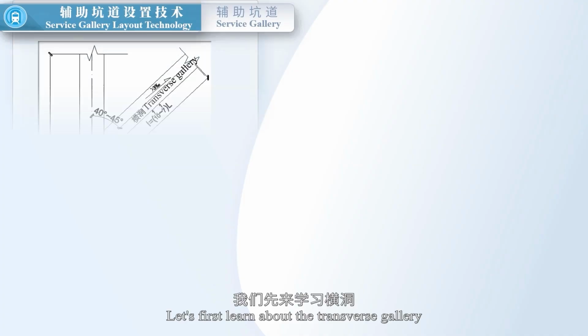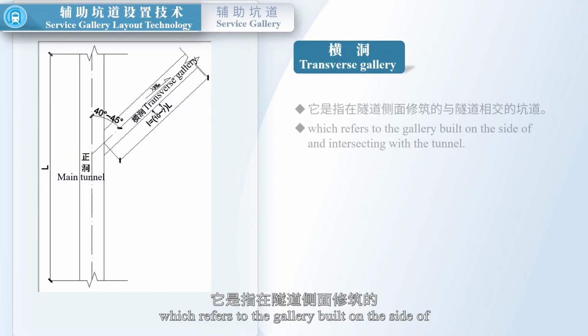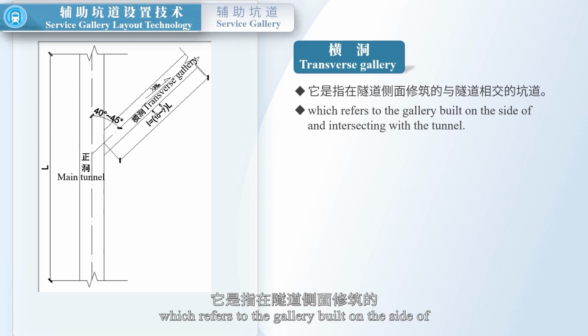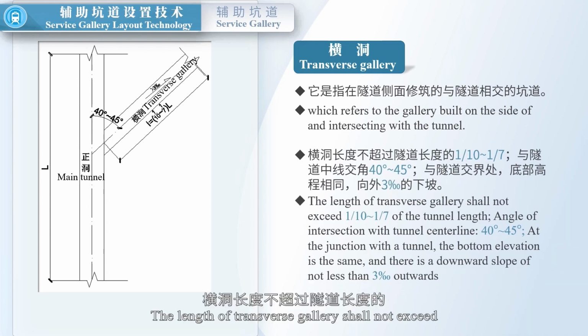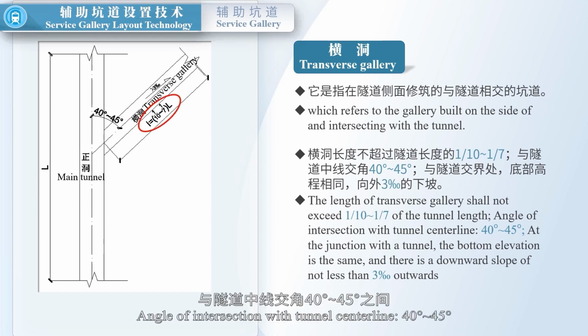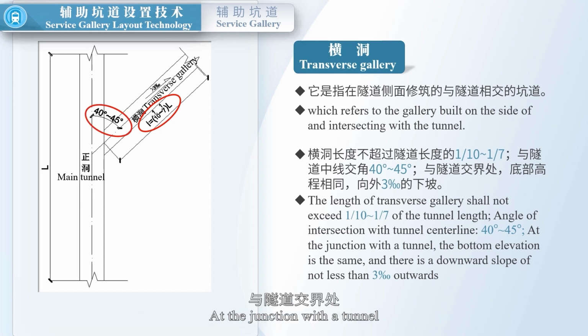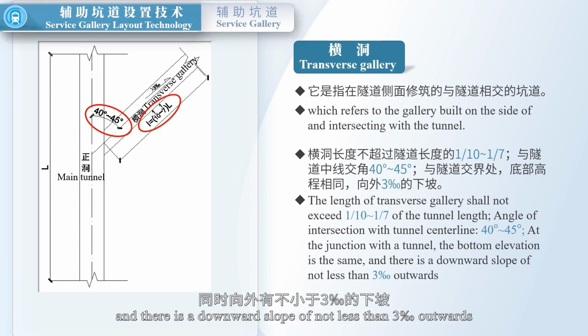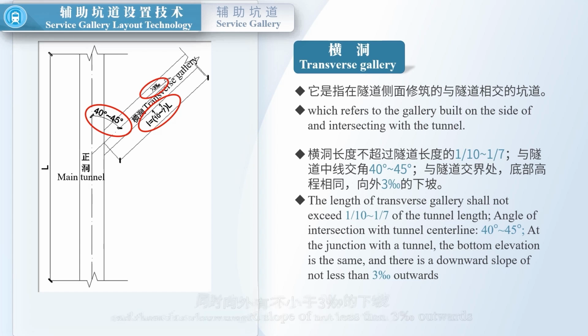Let's first learn about the transverse gallery, which refers to the gallery built on the side of and intersecting with the tunnel. The length of transverse gallery shall not exceed 1/10 to 1/7 of the tunnel length. Angle of intersection with tunnel centerline: 40°-45°. At the junction with a tunnel, the bottom elevation is the same, and there is a downward slope of not less than 3 per 1,000 outwards for muck removal and drainage.